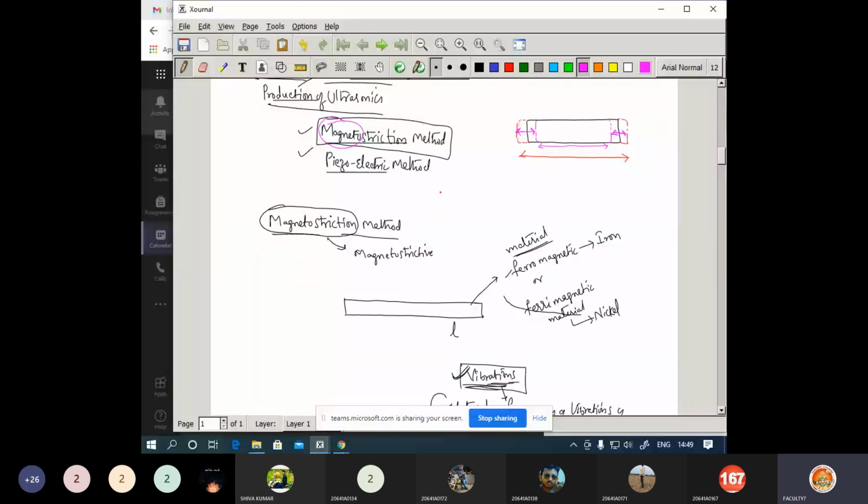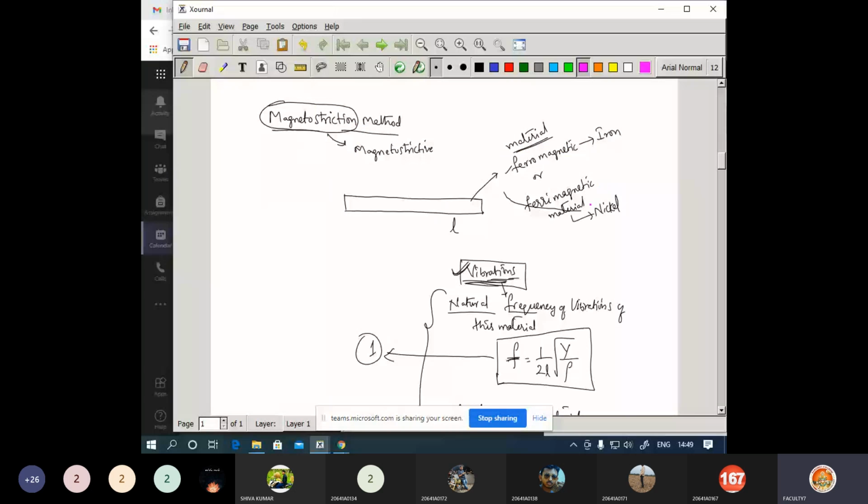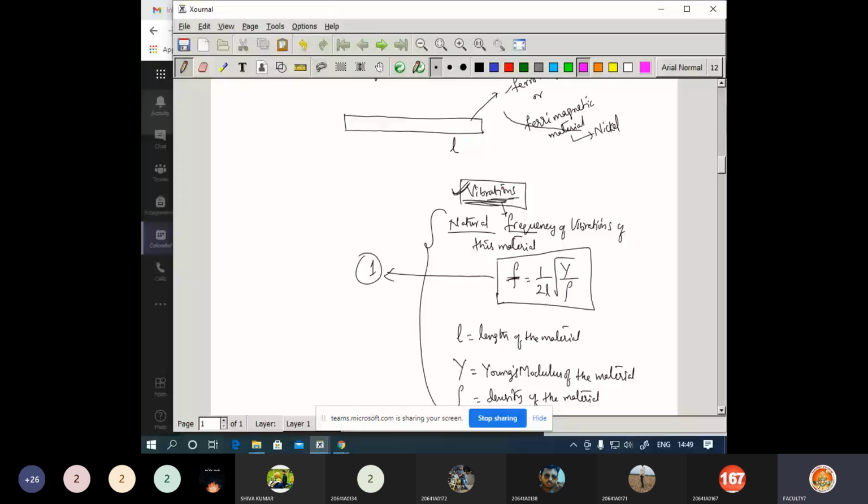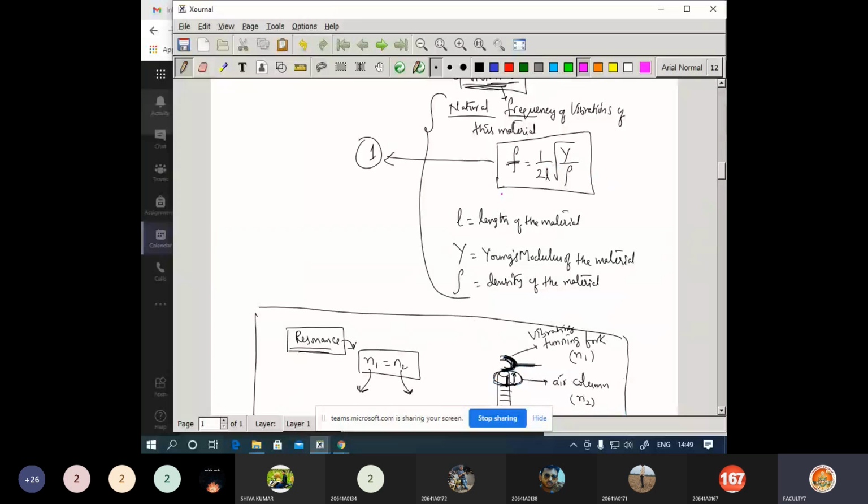You are starting with a ferromagnetic or ferrimagnetic material. The examples are iron and nickel. You take a small length of the material. Now consider the natural frequency of the material as f, and the natural frequency is given as f = 1/2L × root(Y/rho). Here L is the length, Y is the Young's modulus, and rho is the density of the material.